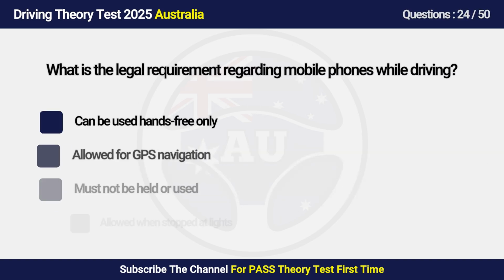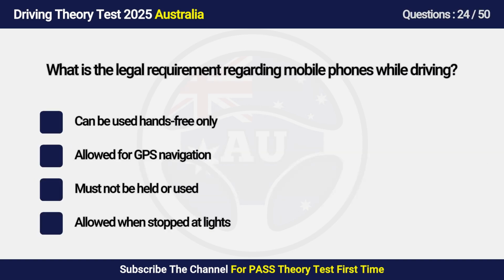Question 24. What is the legal requirement regarding mobile phones while driving? A. Can be used hands-free only. B. Allowed for navigation. C. Must not be held or used. D. Allowed when stopped at lights.